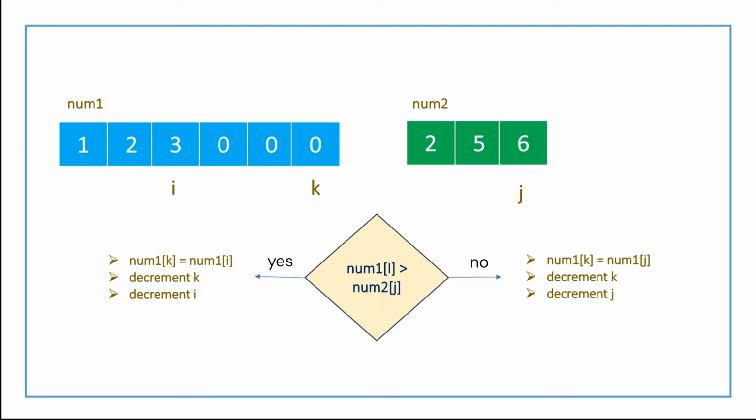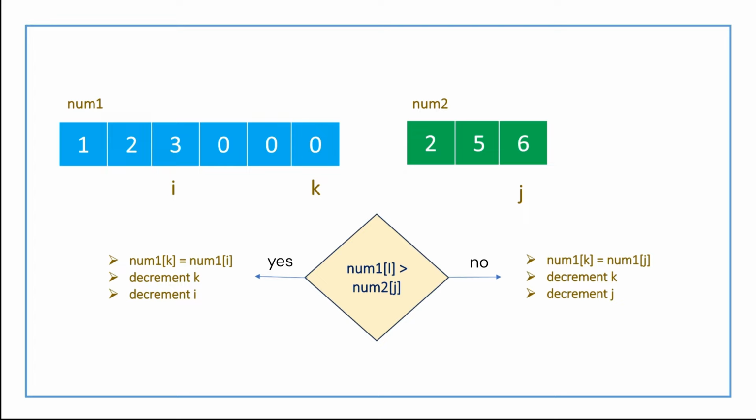We compare elements at I and J. If the element at I is greater than element at J, copy element at I to the end of num1 at position K. Then decrement I and K. Otherwise, copy element at J to position K and decrement J and K. We'll repeat this until all elements from num2 are merged into num1.